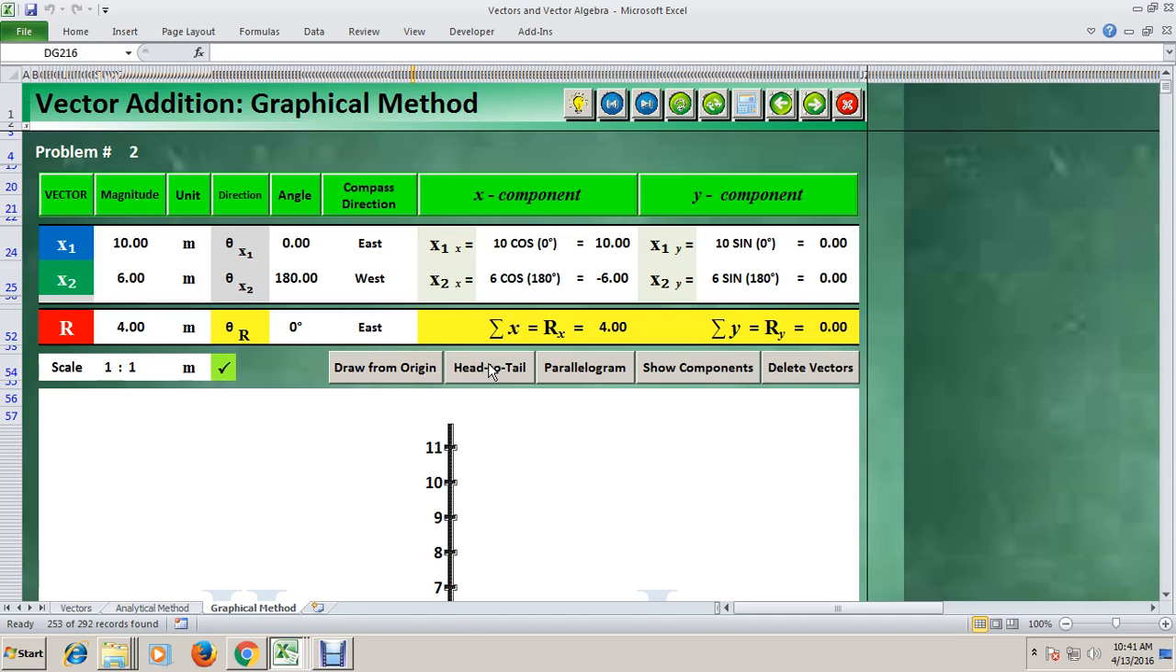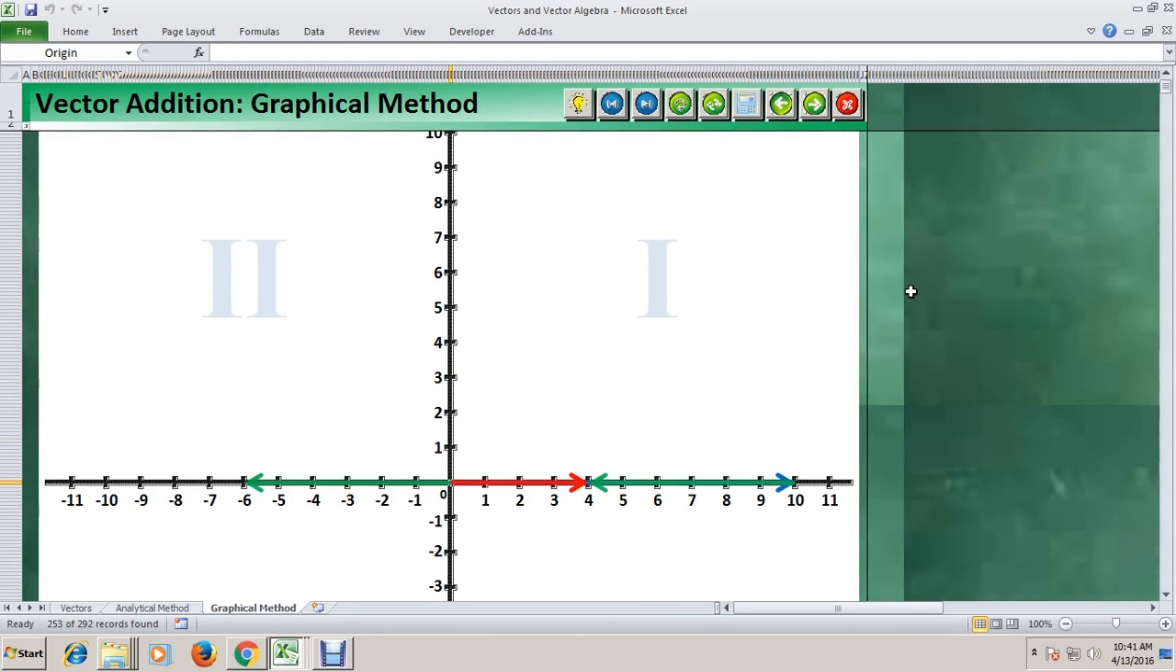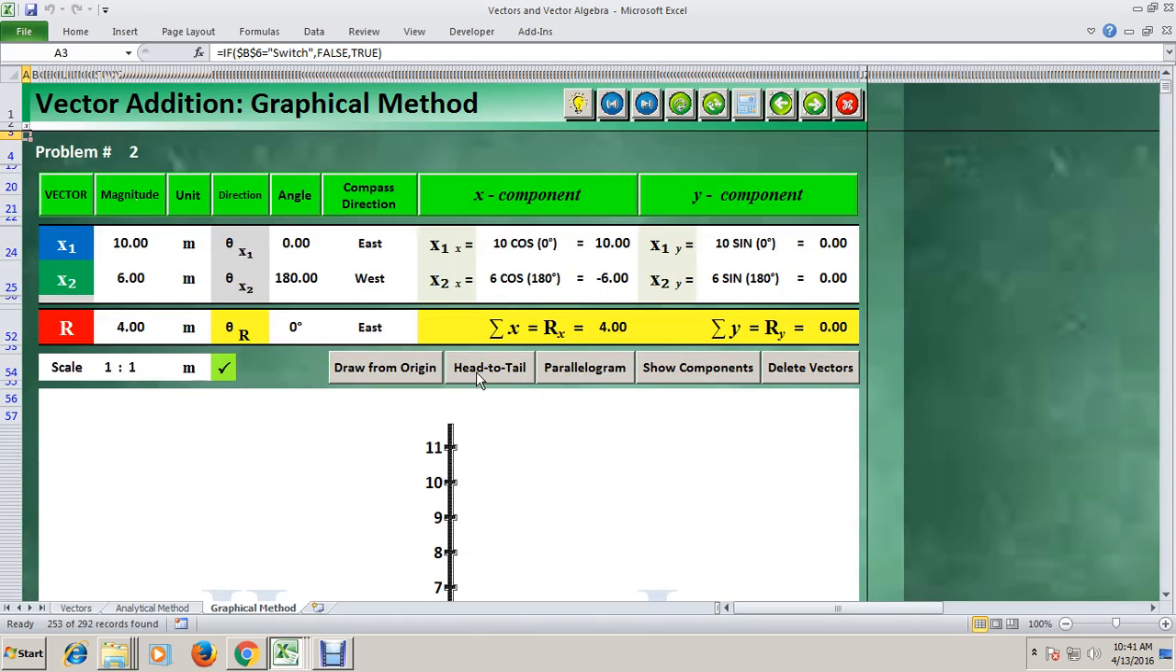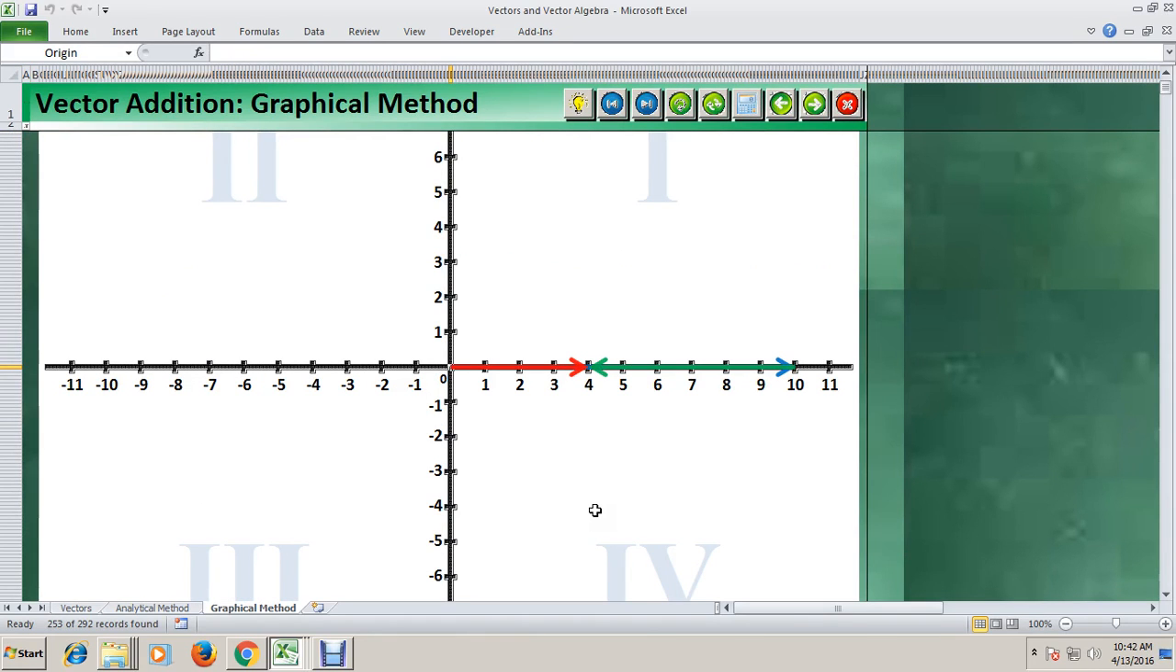If we're going to draw this head to tail, we will have the following drawings of the vector head to tail. Just like what we have specified in the idea of the head to tail method, you draw the two vectors in succession. You draw first the blue vector, from the origin ending up at 10 meters. You draw the second vector head to tail, meaning the second vector, the green vector, should be drawn from the tip of the first vector, going towards the left direction for 6 units. This is 1, 2, 3, 4, 5, 6 units.